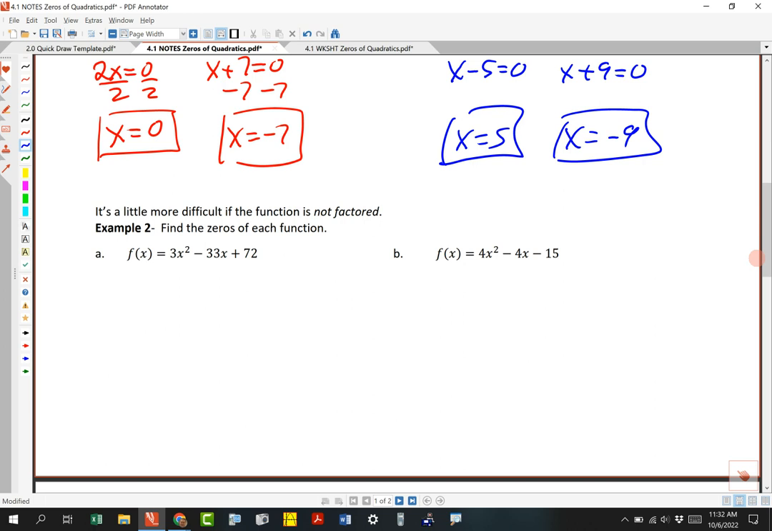Take out the greatest common factor. Would you look at example 2A and tell us if there's a GCF? I think 3 might go into it, so I think it's 3.